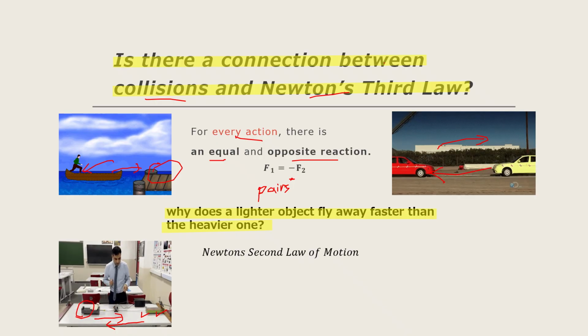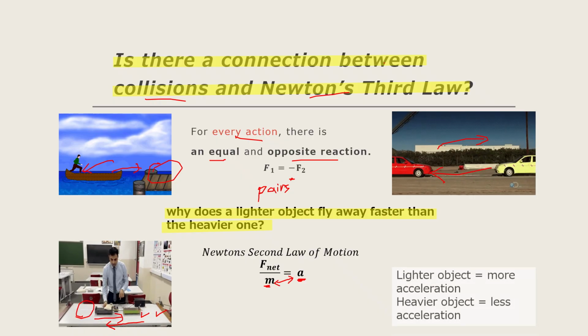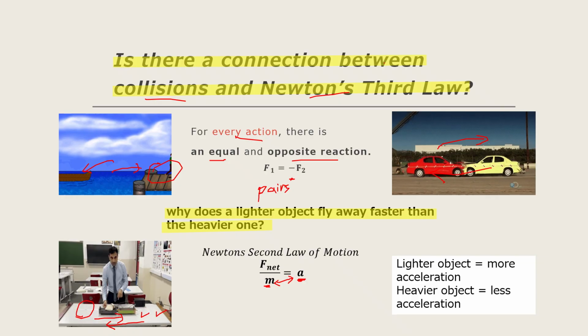Here is Newton's second law of motion, which says the acceleration of an object is inversely related to its mass. If the objects are heavier, then they have less acceleration. And if the objects are lighter, then they have more acceleration. As this trolley is lighter, it has more acceleration.